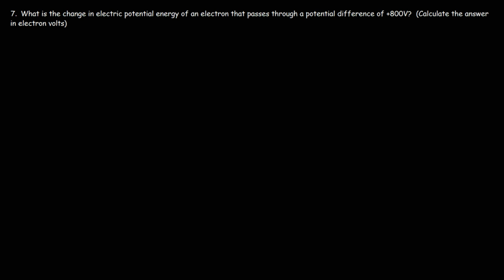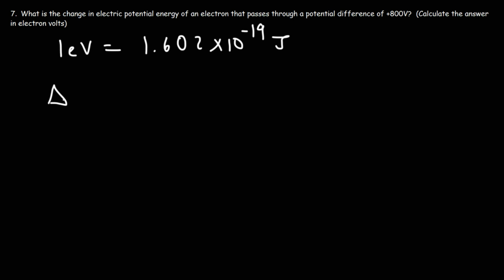Number 7, what is the change in electric potential energy of an electron that passes through a potential difference of 800 volts? And we want to calculate the answer in electron volts. 1 electron volt is equal to 1.602 times 10 to the negative 19 joules. The formula that we need to use is this equation. The change in electric potential energy is going to be equal to the charge times the change in electric potential.